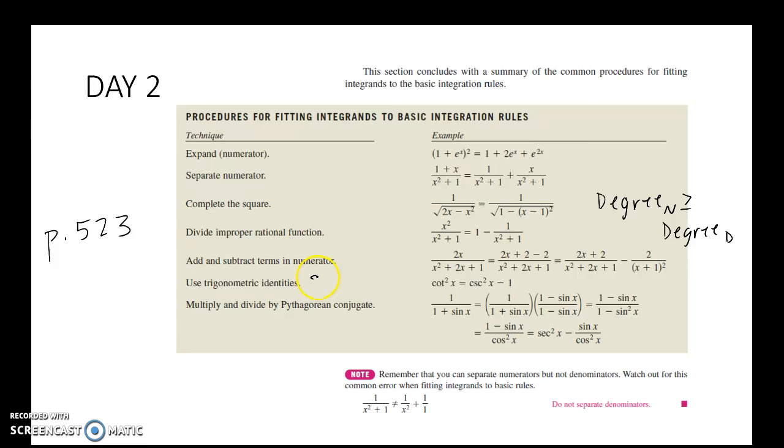Trig identities, all coming back to our Pythagorean identity. And then multiplying and dividing by Pythagorean conjugates. Okay, so I won't be able to do an example of every one of these today, but you will be practicing them in class.